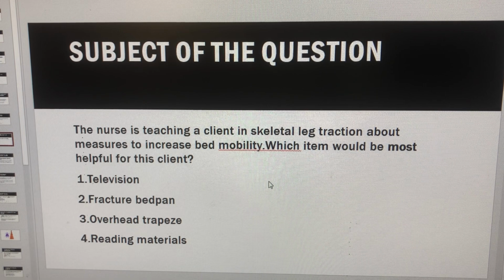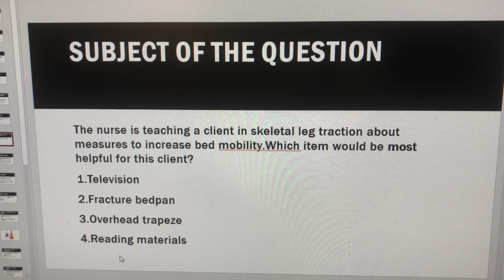Subject of the question. The nurse is teaching a client in skeletal leg traction about measures to increase bed mobility. Which item would be most helpful for this client? 1. Television. 2. Fracture bedpan. 3. Overhead trapeze. 4. Reading materials. Focus on the subject, increasing bed mobility.